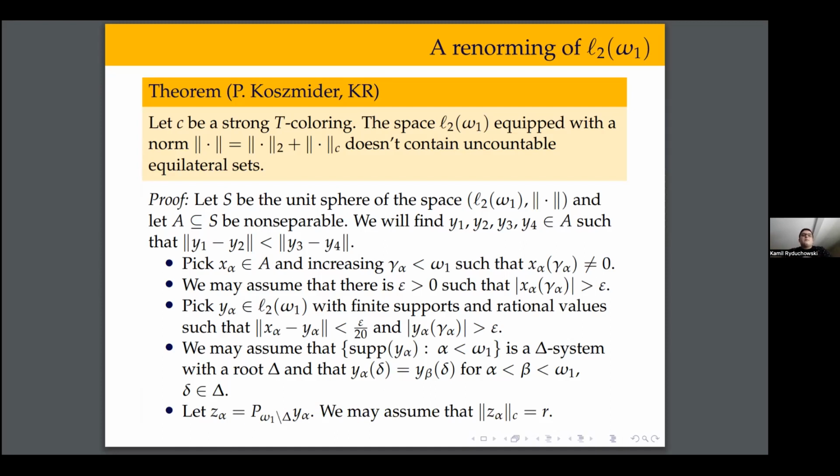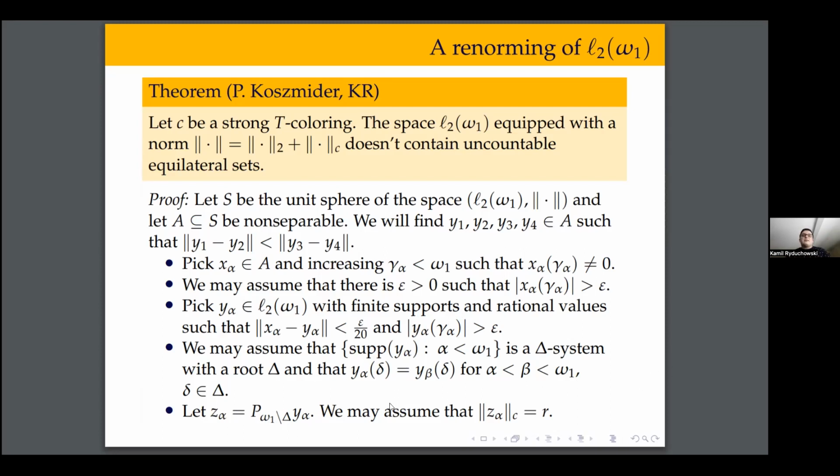And then basically what we managed to get here is that Z alphas now have finite supports because Y alphas already had, but they also have pairwise disjoint supports because the supports of Y alphas formed a delta system, which means that there was this common delta in each of them, and apart from that, they were pairwise disjoint. So now we get rid of the root, and now we have pairwise disjoint supports.